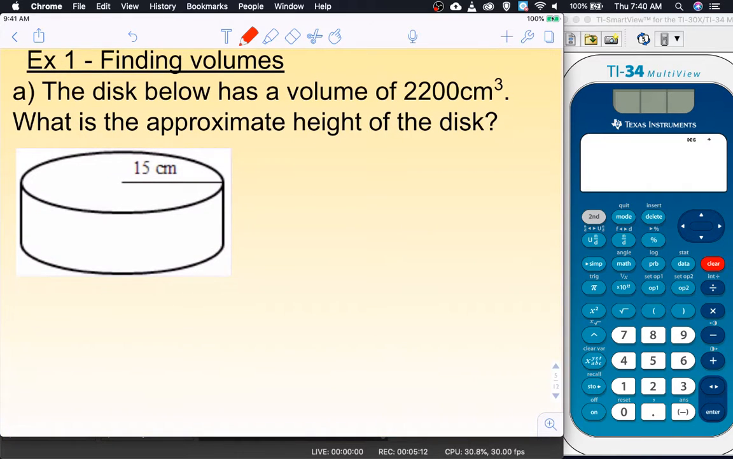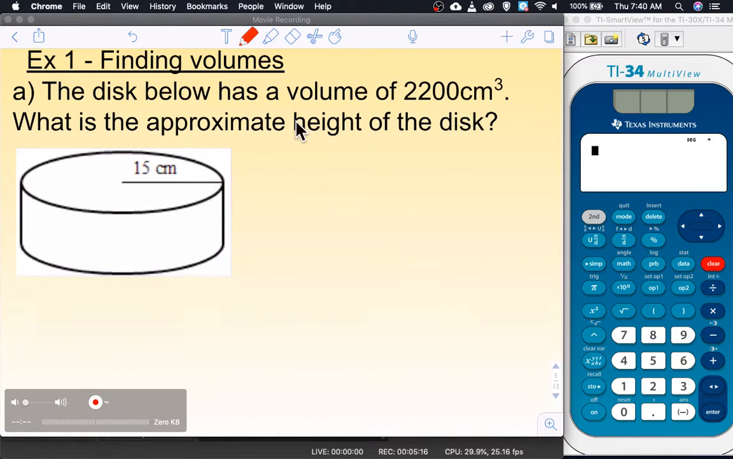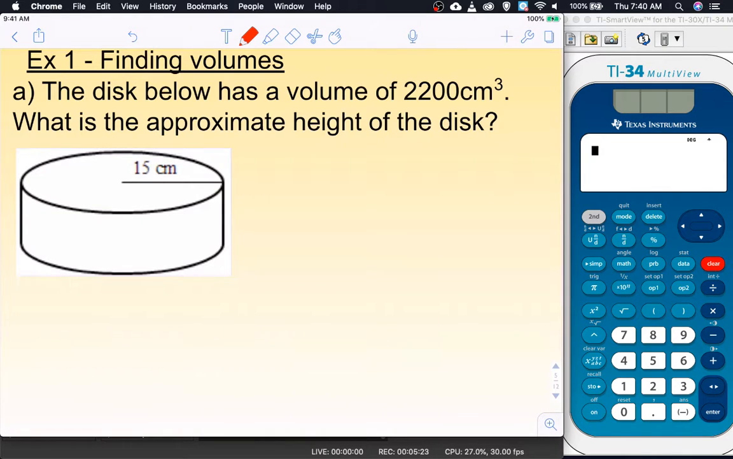The disk below has a volume of 2,200 centimeters cubed. What is the approximate height of the disk? Okay, so first off, you would write down the appropriate volume formula. This is a cylinder, so V equals pi r squared h.